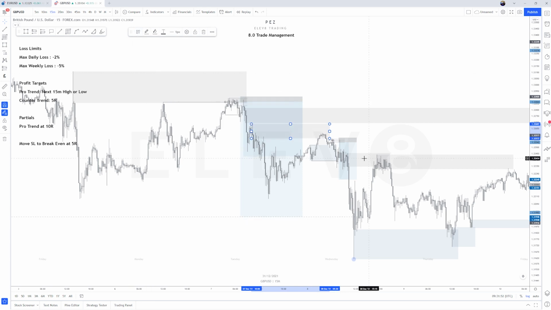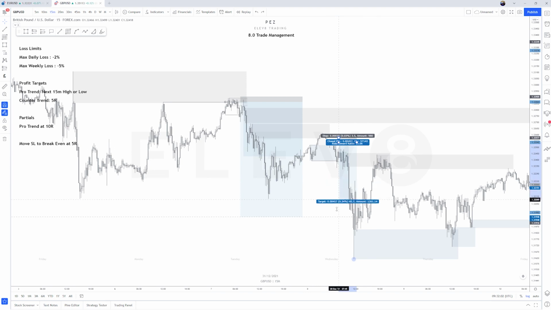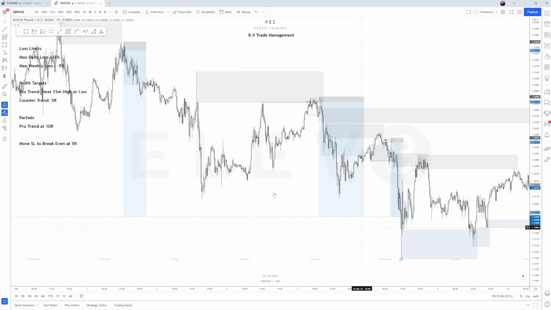Okay, so we get another scaling opportunity, and this first one has hit partials, so I'm happy to take this one. And yep, same thing, pro trend, so we full TP at the low, and then all these hit full TP. First one for 19, second one for 22, third one for 17.